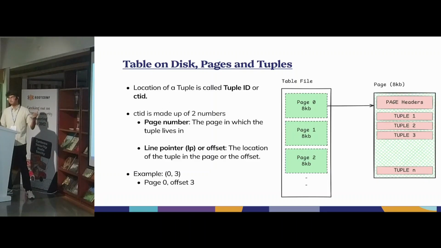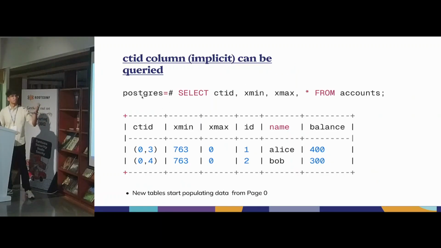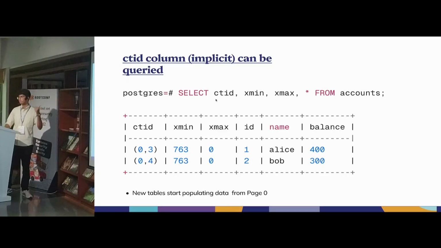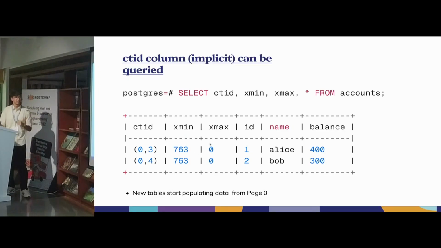And the location of a tuple is called the tuple ID, or is sometimes represented as CTID. And the beautiful part about this is you can actually query a table to give you its CTID, Xmin, and Xmax. As you can see in this example, Alice's updated tuple lies at 0, 3, which means that this tuple lies in page 0 and offset 3. As you can see for Bob, it's at 0, 4, which means this tuple lies at the 0th page and offset 4. And the corresponding Xmin and Xmax values. The Xmax is 0, stating that these tuples are alive and not dead.